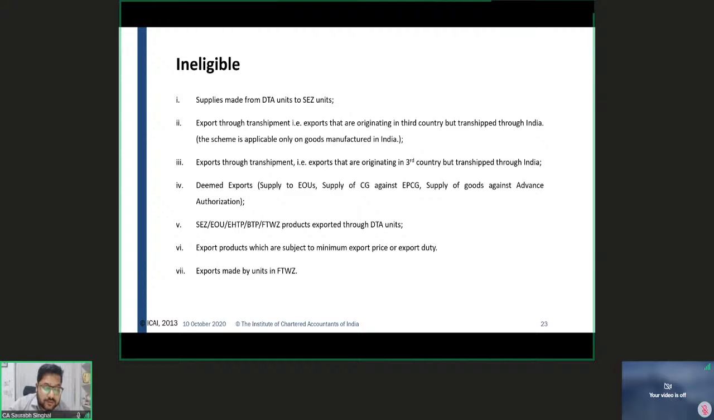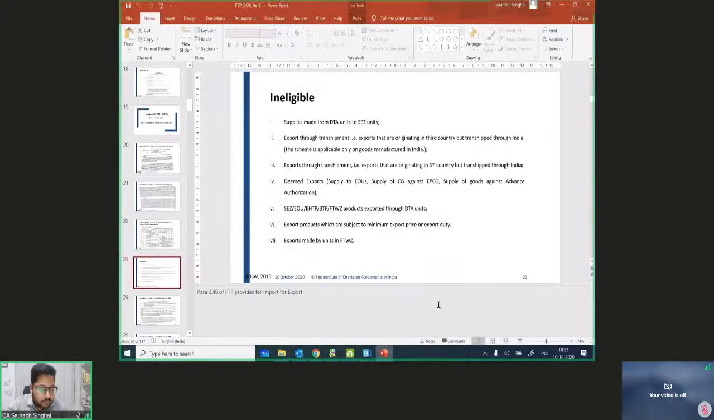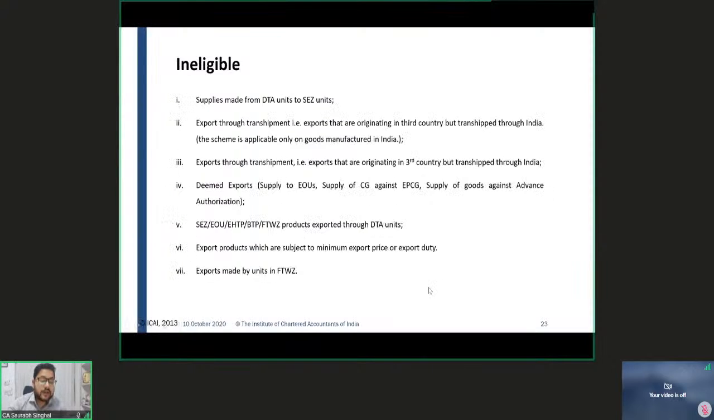Now, export products which are subject to minimum export price or export duty are also not eligible for MEIS. Why? Obviously, there is a good on which there is an export duty levied by the central government. Definitely it is not promoted for export. Why will government go for a reward on such type of export? So quite obviously. Then exports made by FTWZ units.